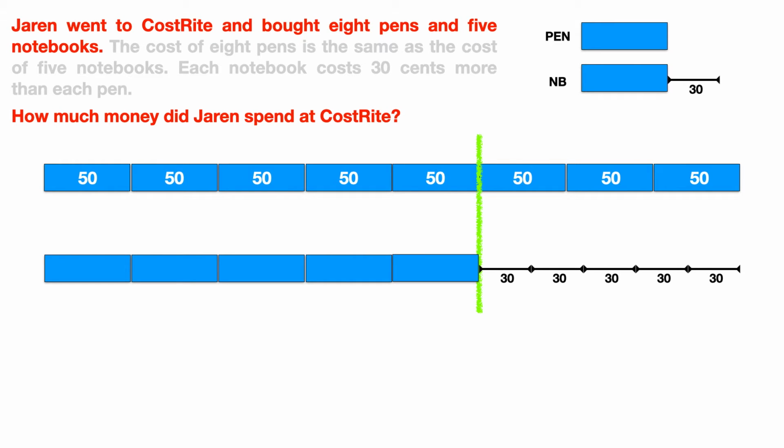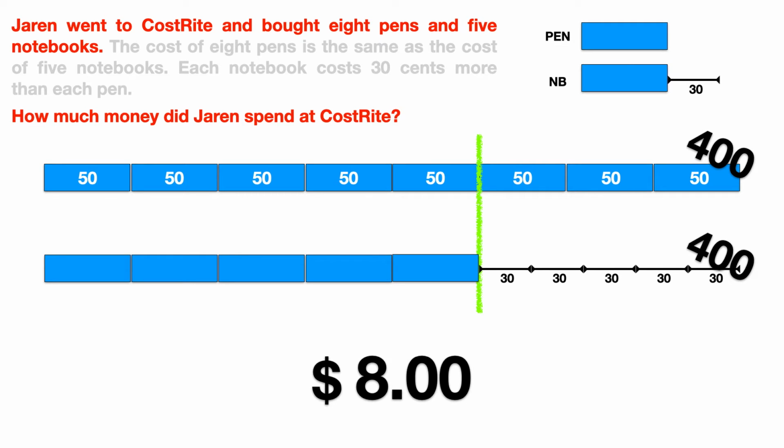Thus, to find out how much money Jaren spent, we notice that the pencils cost 400 cents, as did the notebooks, leading to an answer of $8 spent.